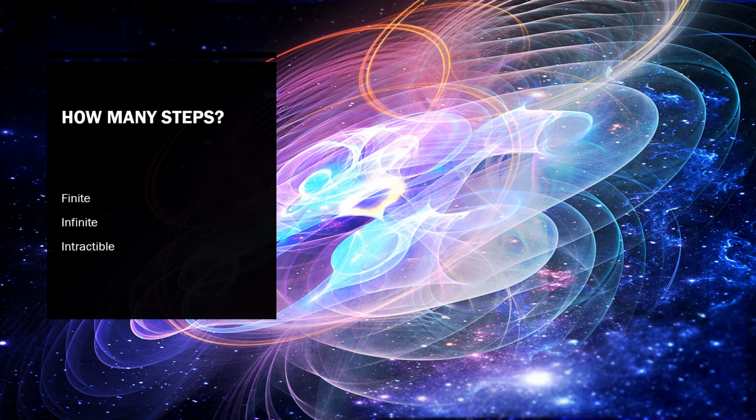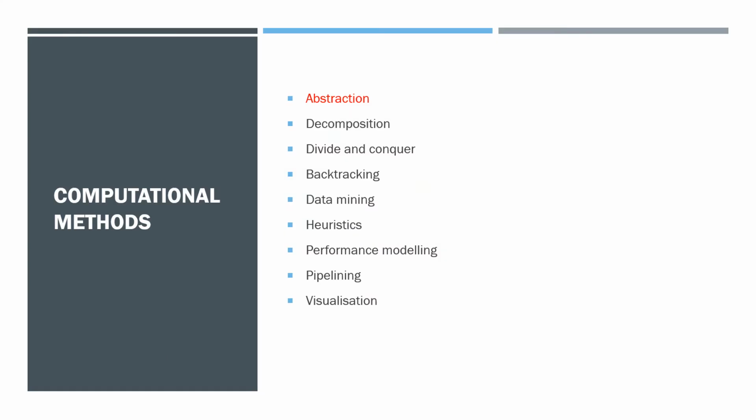There is a third category of program which we count as impossible, and that is where the number of steps is what we call intractable. That means there are so many that realistically we couldn't run them.